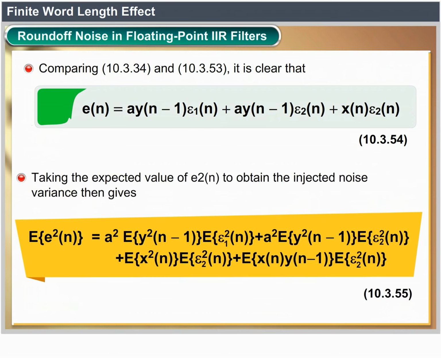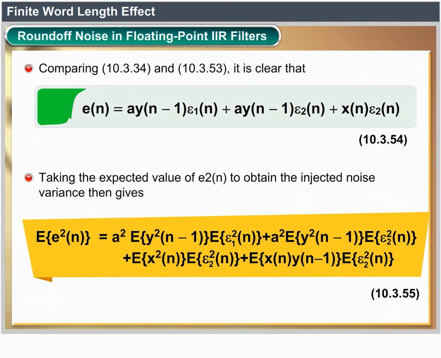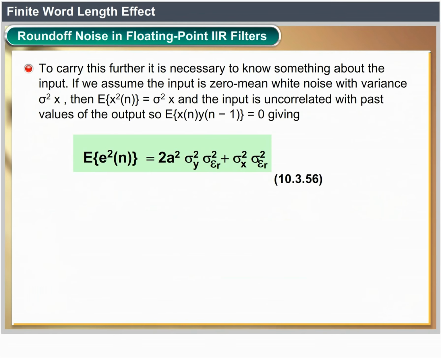Taking the expected value of e²(n) to obtain the injected noise variance then gives E[e²(n)] equal to a² E[y²(n−1)] E[ε₁²(n)] + a² E[y²(n−1)] E[ε₂²(n)] + E[x²(n)] E[ε₂²(n)] + E[x(n) y(n−1)] E[ε₂²(n)], called equation number 10.3.55. To carry this further, it is necessary to know something about the input.